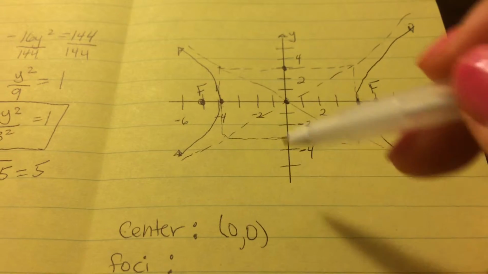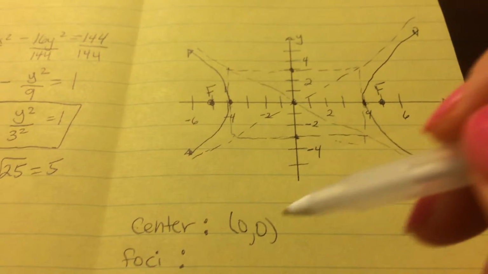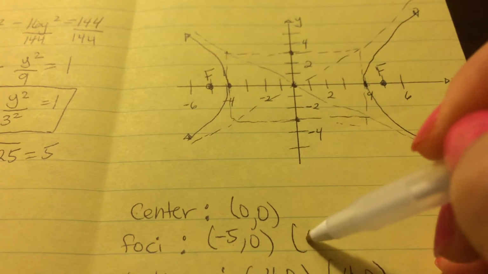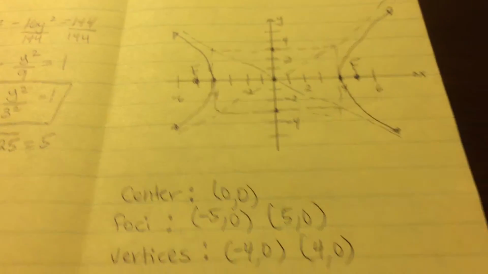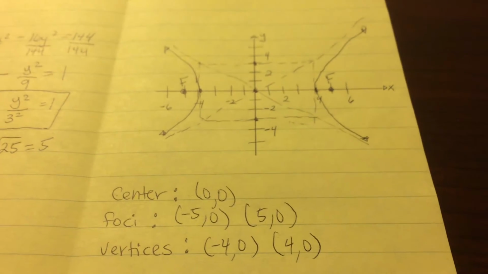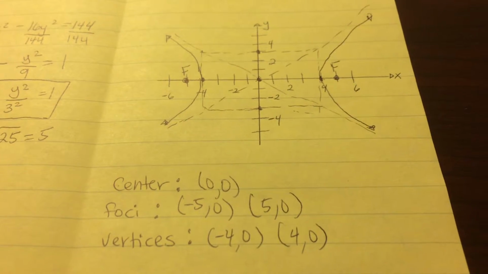So the ordered pairs are going to be what? 5, 0 and negative 5, 0. So negative 5, 0 and then positive 5, 0. Okay, so that's going to be the hyperbola. Okay, so then next are the challenging ones, which is completing the square. So let's do that part.